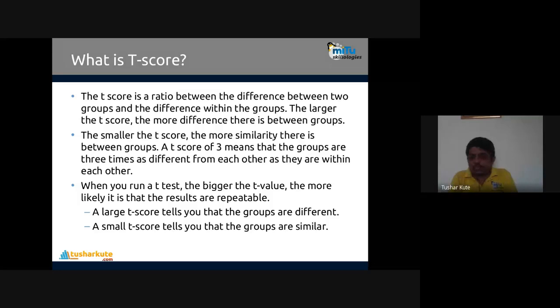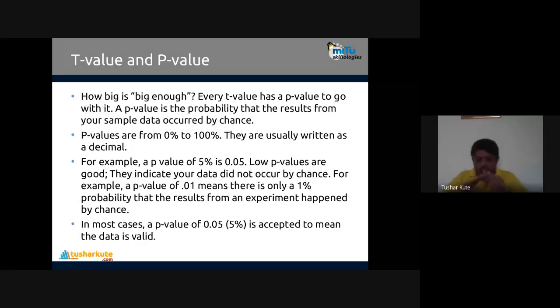When you apply the t-test, this t-value will be generated, and we'll see how exactly this t-value is calculated. Another value comes with the t-value, called the p-value. P is the probability value. Every t-value has a p-value to go with it. A p-value is the probability that the result from your sample data occurs by chance.